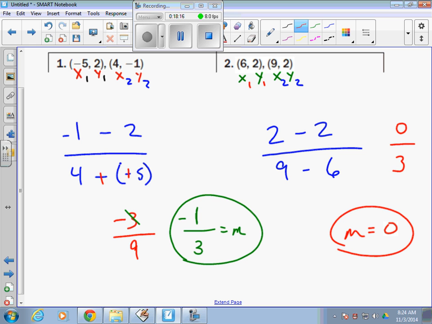That'll be a horizontal line. The first one is a negative slope. That means the ramp's going downhill, something like that. This one's horizontal. It's going something like this.